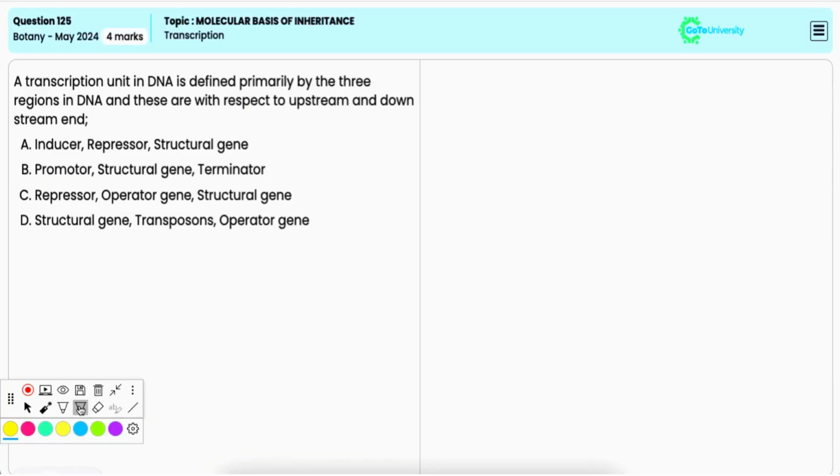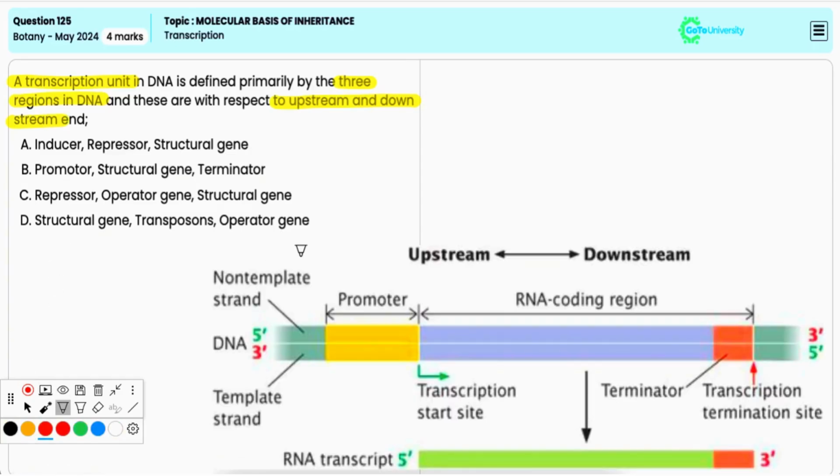In this question, you have to identify the three regions in DNA which are present in a transcription unit with respect to upstream and downstream. Option A, inducer, repressor, structural gene. Now it is incorrect because the inducer and repressor are involved in gene regulation but are not a part of the transcription unit.